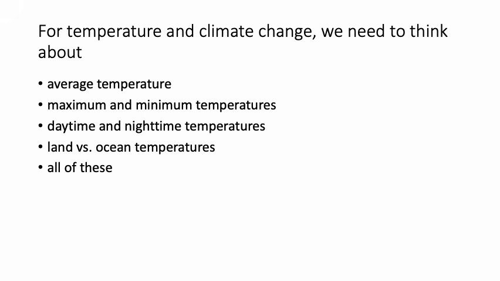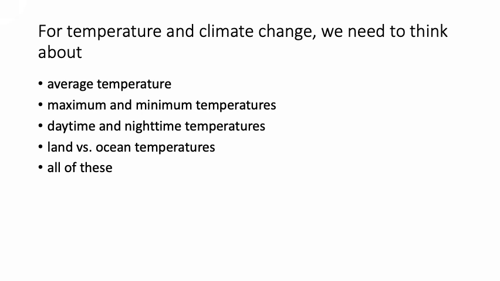For temperature and climate change, we need to think about not just the average temperature. We need to think about the maximum and the minimum temperatures, the daytime and the nighttime temperatures. And we also need to think about land versus ocean temperatures. And why is that? Because the average temperature doesn't tell us exactly what's going on. We need to know what the maximum temperature is by month, by day, by year, and the same for the minimum. And that's important for ecosystems and for infrastructure and for just human adjustment. Daytime and nighttime temperatures, same thing.